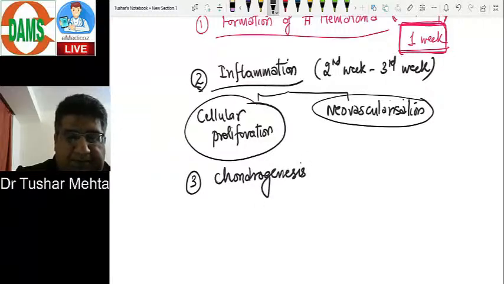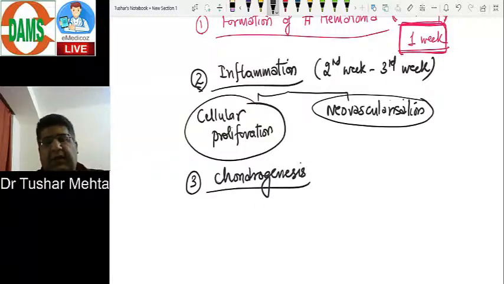So can I label the third step as chondrogenesis? Can I say the third step as chondrogenesis? Yes, I can. Chondro means cartilage, genesis means formation. So in the third step, there will be chondrogenesis, there will be formation of cartilage.